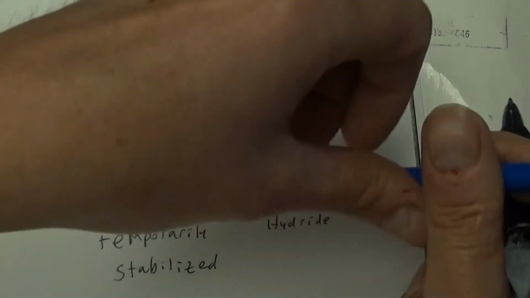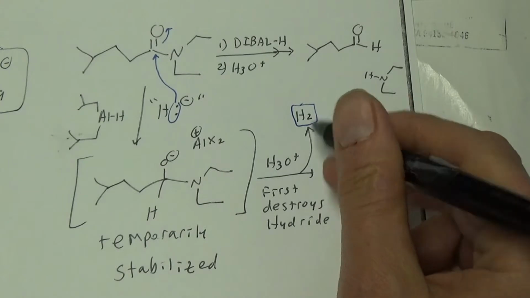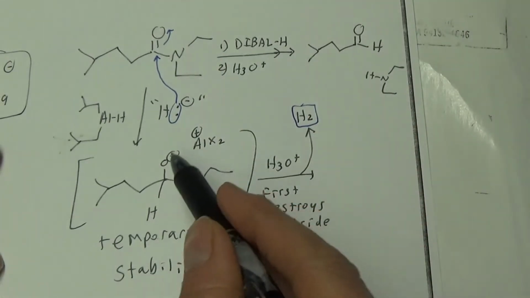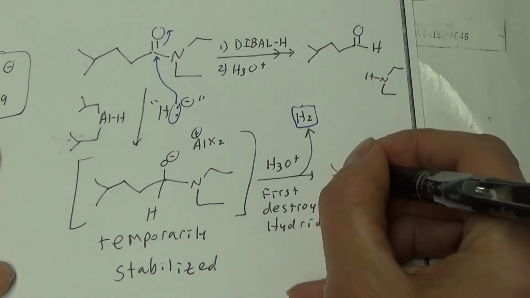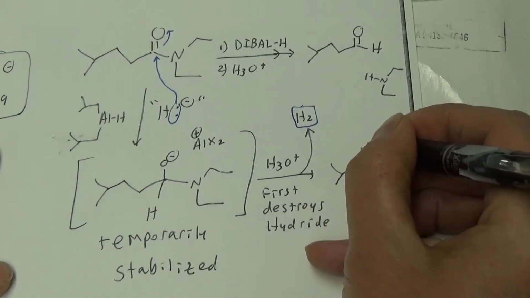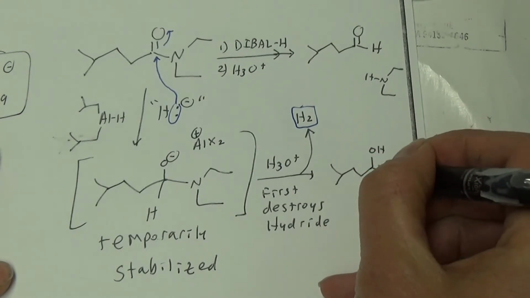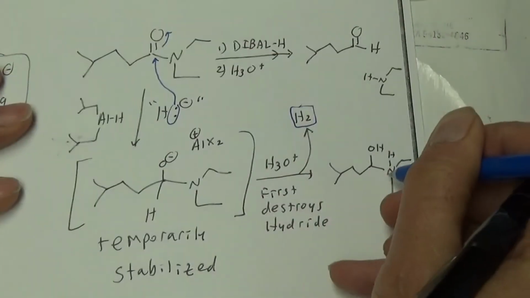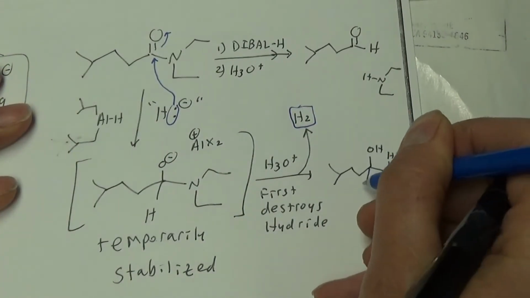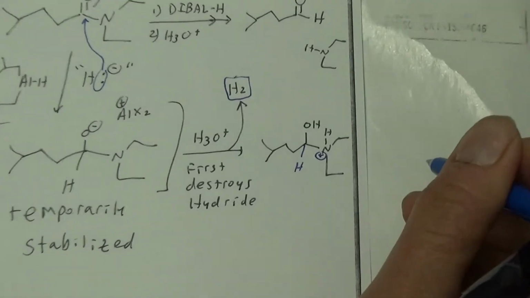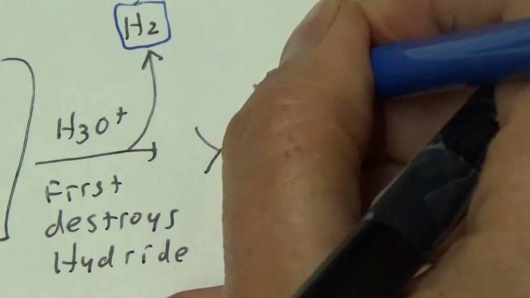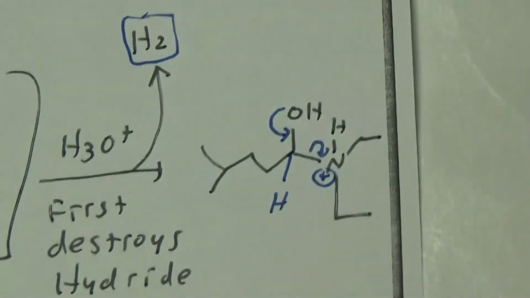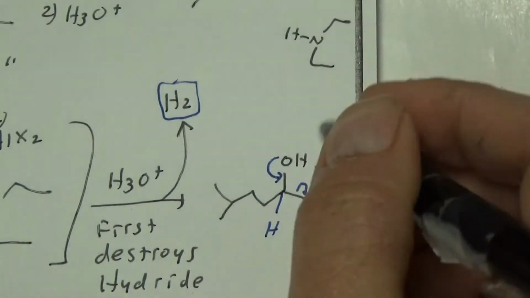But anyway, after H3O+ destroys the H-, it also protonates the O-, and you get OH. You also get a proton on nitrogen, so it's a great leaving group. Then oxygen swings down, kicks off nitrogen, and we're basically done. We're almost at that aldehyde product that we need.